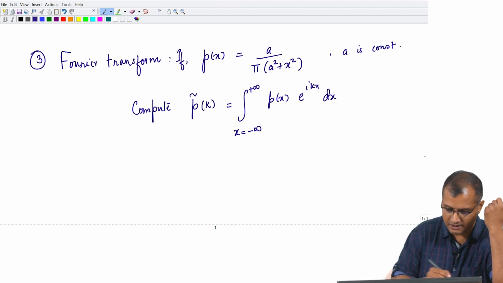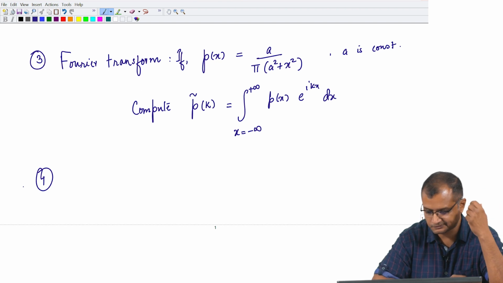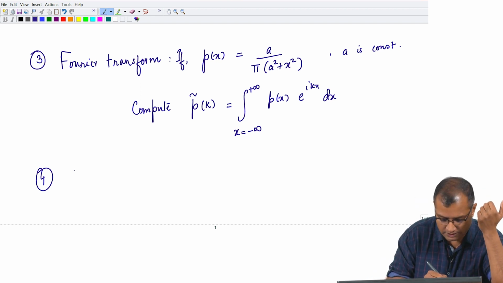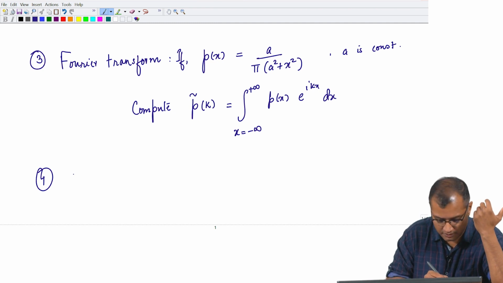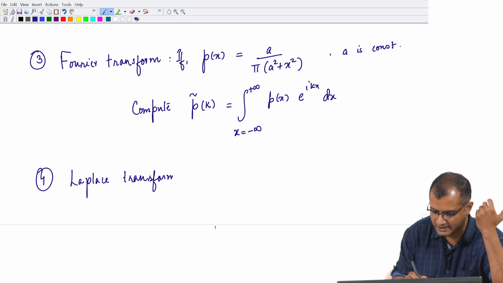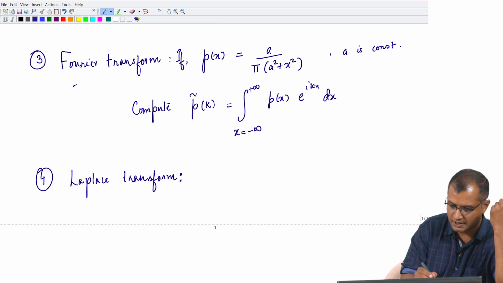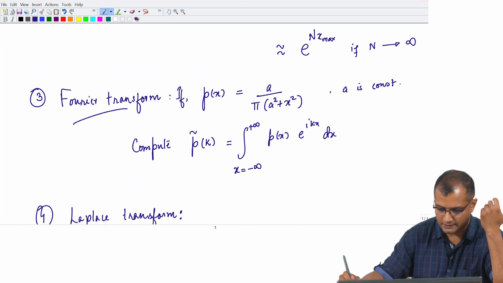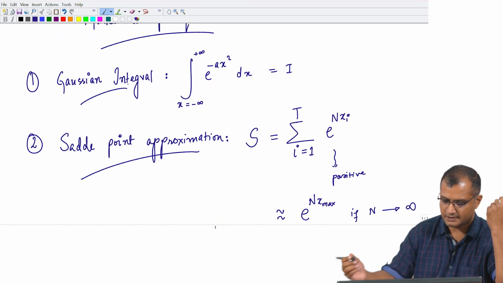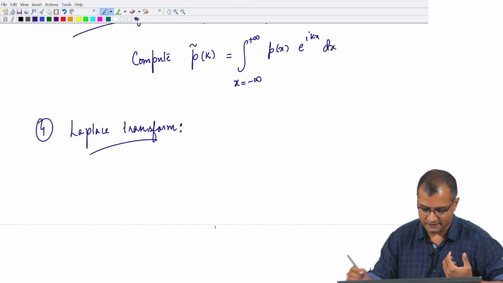And the last topic of this lecture would be to compute some important Laplace transforms. I have discussed Fourier transform, I will take one example of a Laplace transform and show how it is very important to construct important results. Okay. So, Laplace transform is defined.